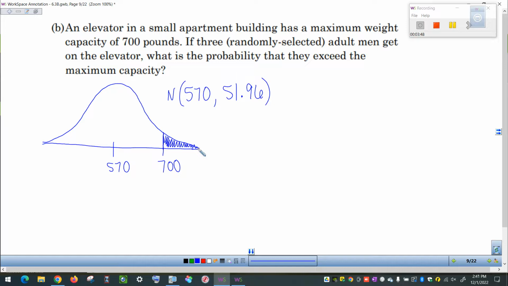All right, now from here, once you have your picture drawn and labeled, you have 2 options for how to finish out your normal calculation. You could find a z-score. So that would look like this. We're going to do the value, 700, minus the mean, divided by the standard deviation. And this should give us a z-score of 2.51.